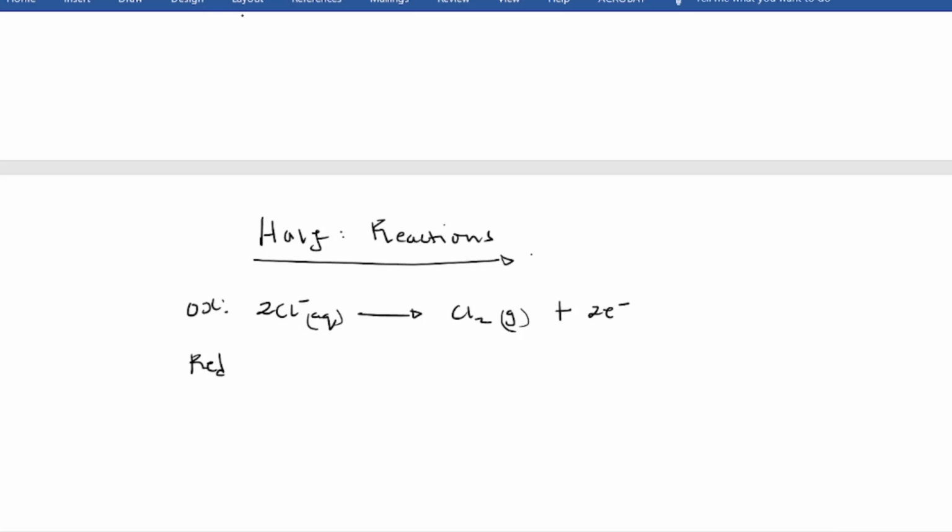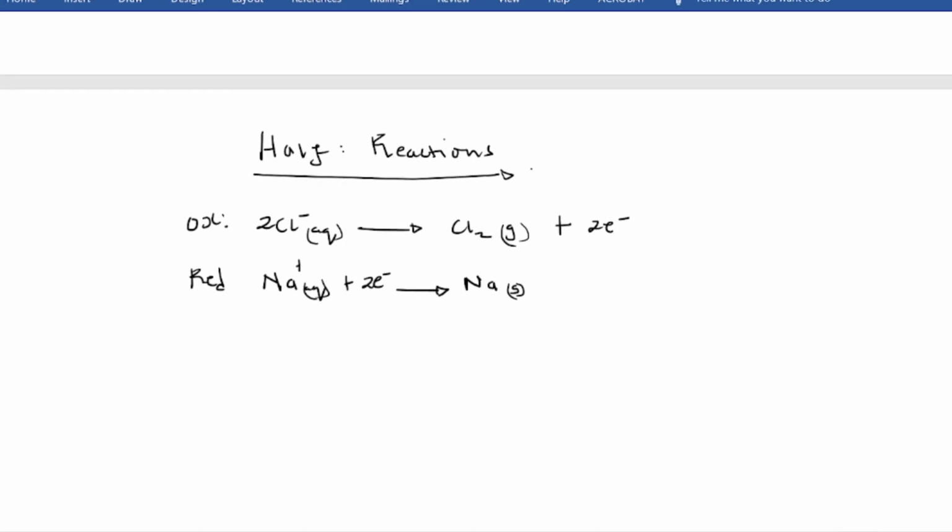And then on the reduction, we say it is sodium. If you look at your table 4b, you'll see that sodium will be in this type of form. Sodium ions in aqueous form plus 2 electrons, changing to give us what? Sodium solid.